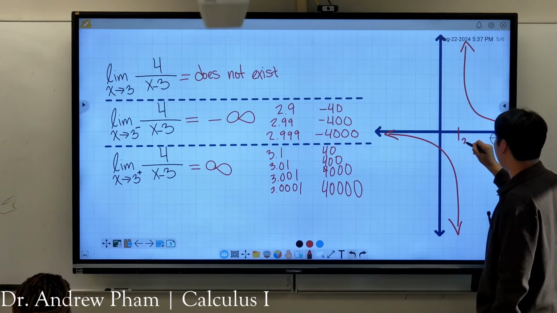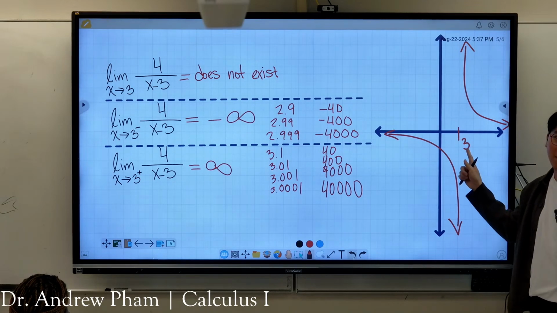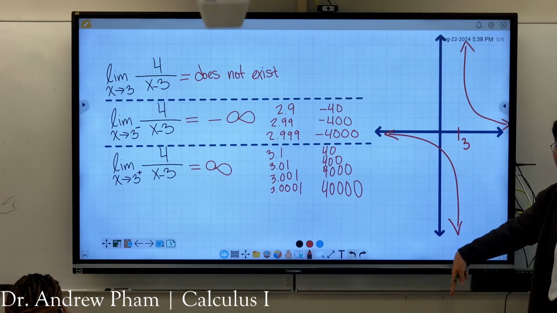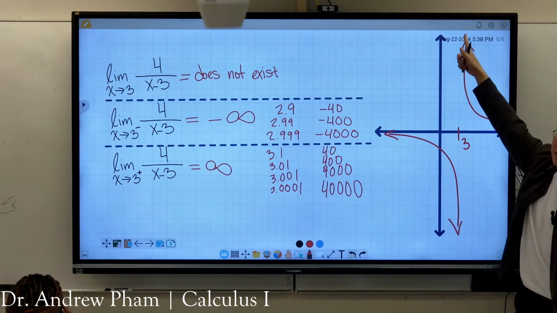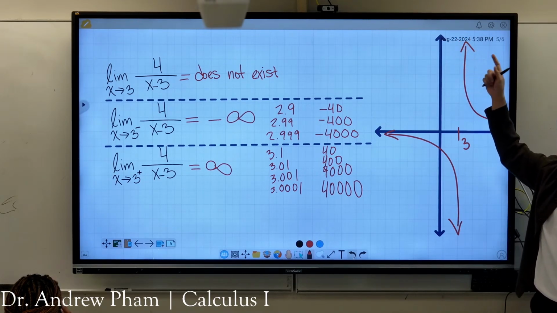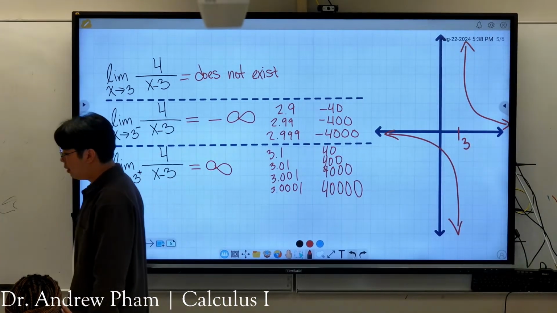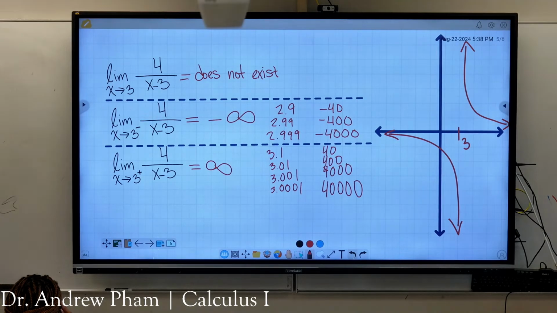Say that this is 3. What happens whenever I'm approaching 3 from the left? It goes down further and further. From the right, it's going up further and further. If you remember from some old terms from algebra, this occurs when we have this imaginary line that we can't pass, that we called the asymptote.